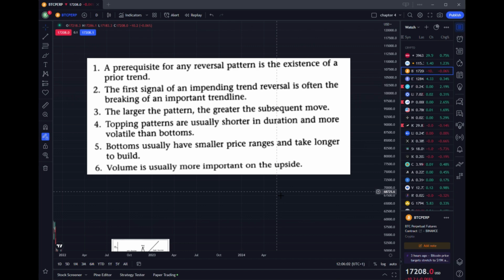I forgot the fifth one. Sorry. Bottoms usually have smaller price ranges and take longer to build. Wait, what did I skip? Bottoms are long, tops are short. Okay. Volume is usually more important on the upside. I already told you about this, but it really needs volume. It needs to keep the volume to get up to higher prices. Otherwise, it won't be able to do that, right?